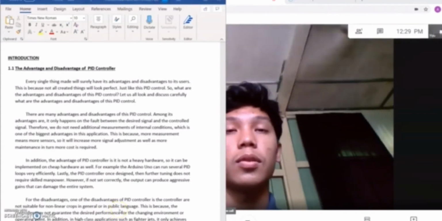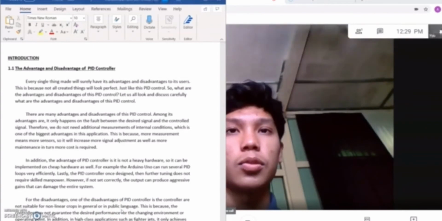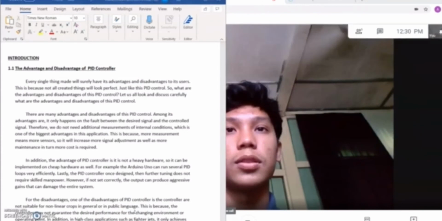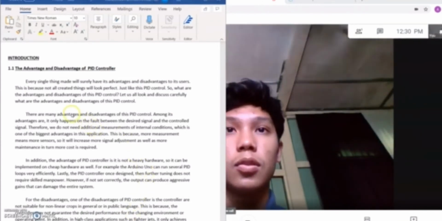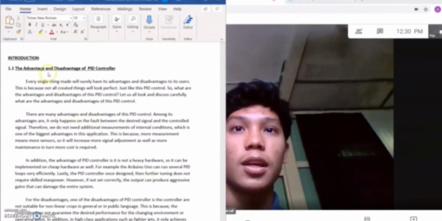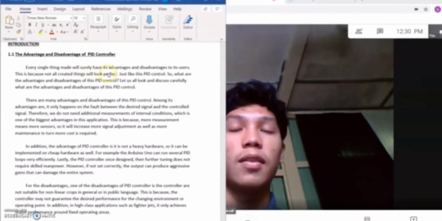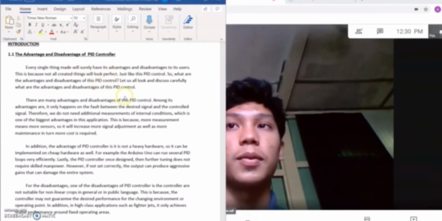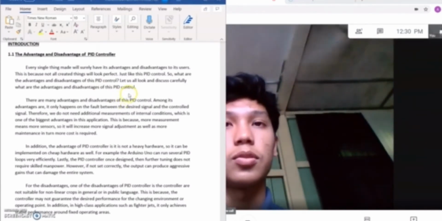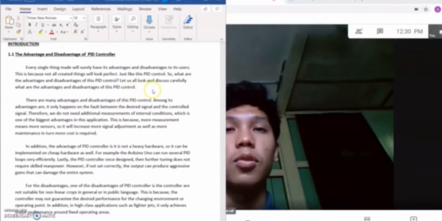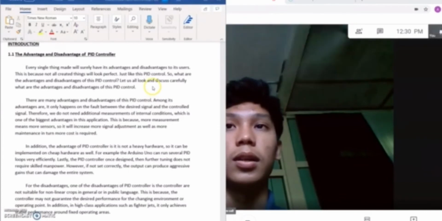So now I would like to talk about the introduction of our group project for the subject Control System. So let's begin. For 1.1, that is the advantages and disadvantages of the PID controller. Every single technology will surely have its advantages and disadvantages to its users. This is because all created things are not perfect, just like the PID controller. So what are the advantages and disadvantages of the PID controller? So let's take a look.